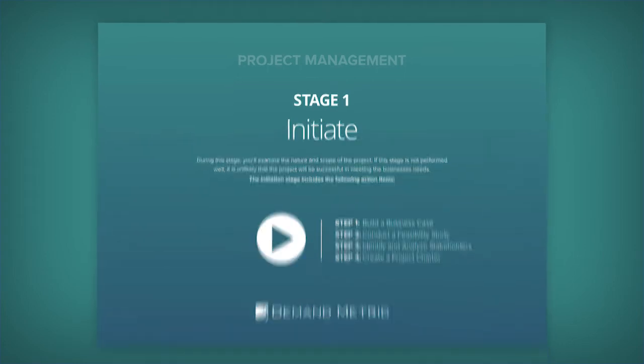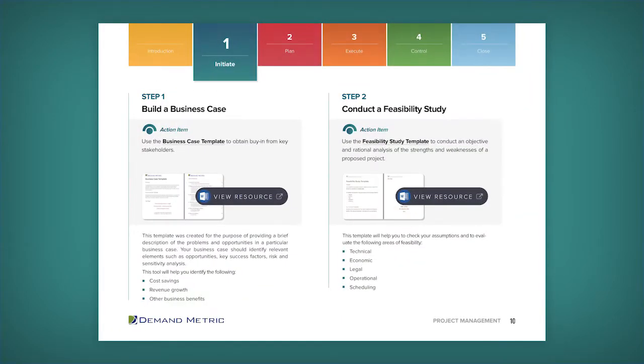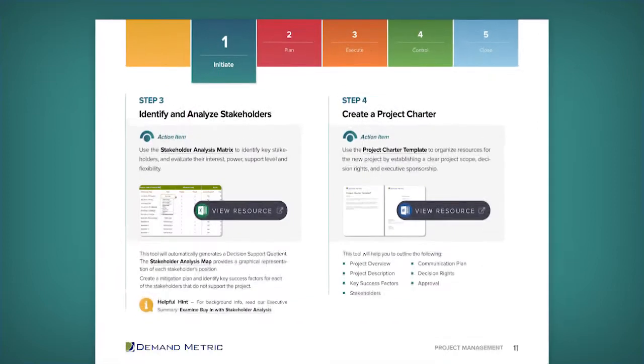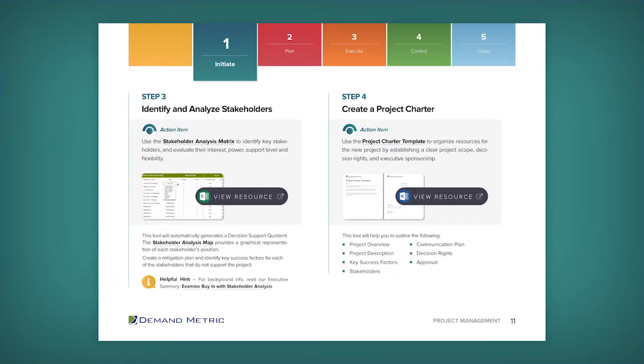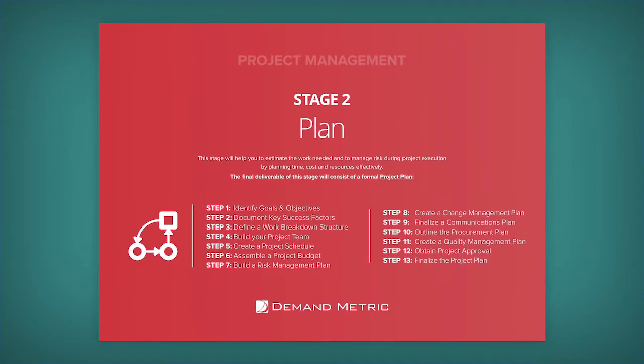And here your first step is to build a business case, and then conduct a feasibility study. In step number 3, we're going to move into identifying and analyzing stakeholders, and then creating a project charter at the end of Stage 1. Then in Stage 2, it's all about planning.